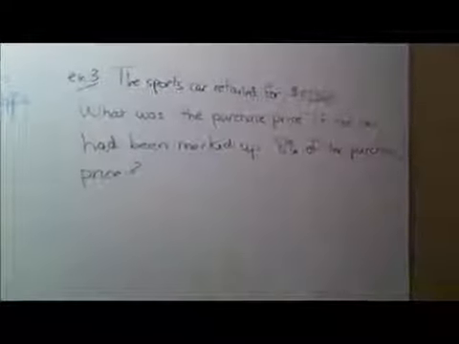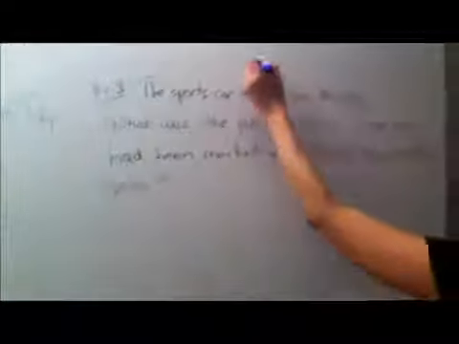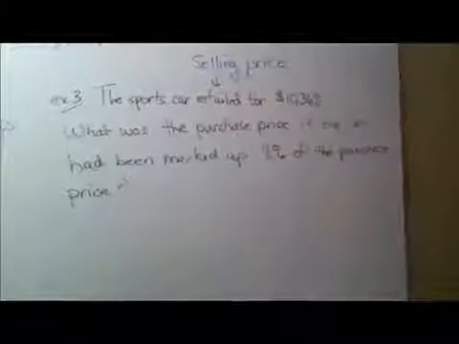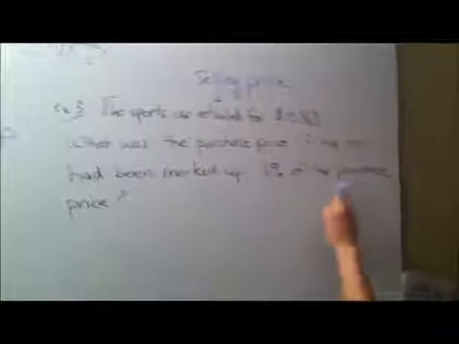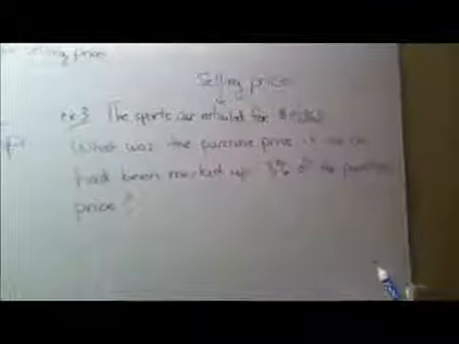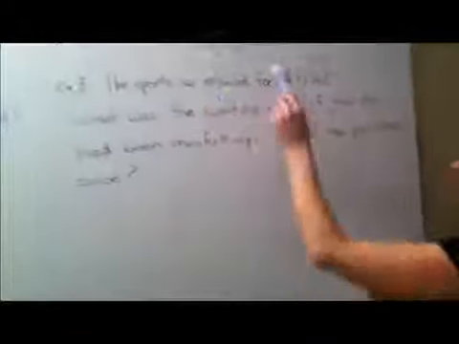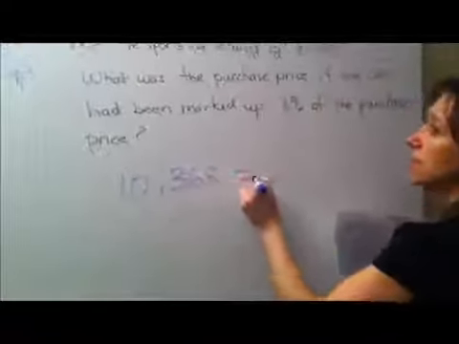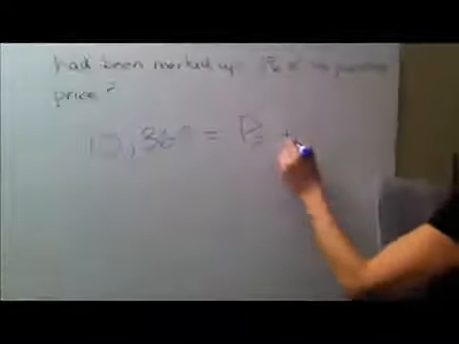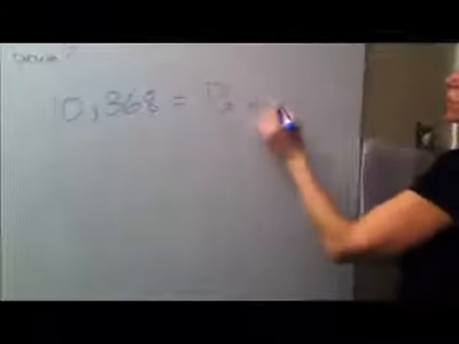Third example, final example. The sports car retailed, and the retail price is actually the selling price. The car was selling for $10,368. What was the purchase price? So here we need the P sub P if the car had been marked up 8% of the purchase price. So this is the same as the first problem, except they said retail, so that's the selling price. So we get $10,368 equals the purchase price plus 8% of the purchase price. It's 0.08 of the purchase price.